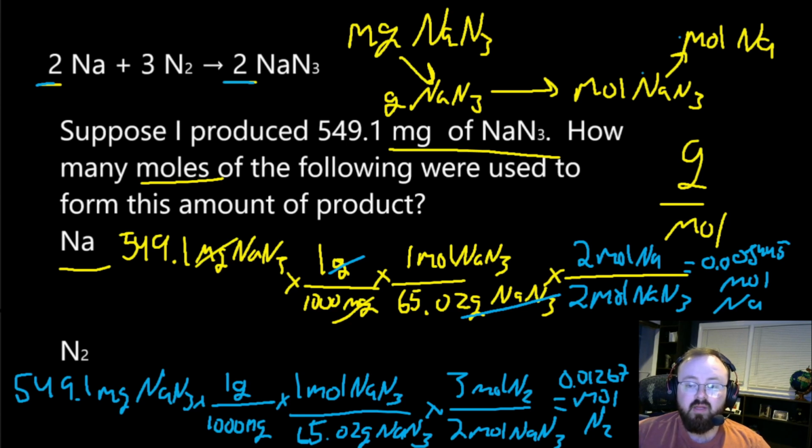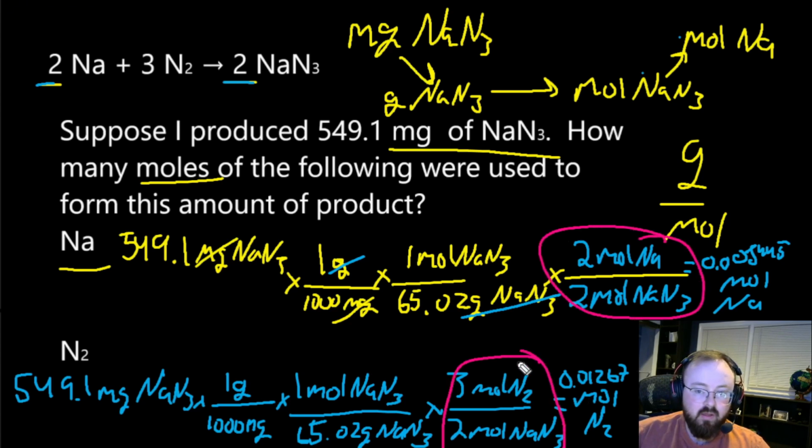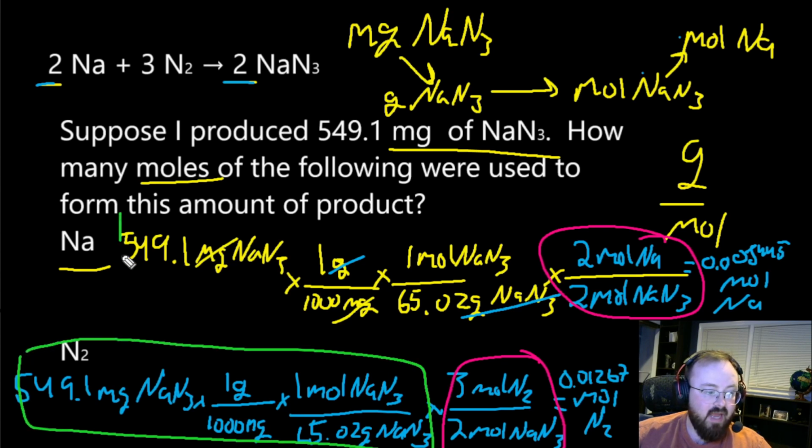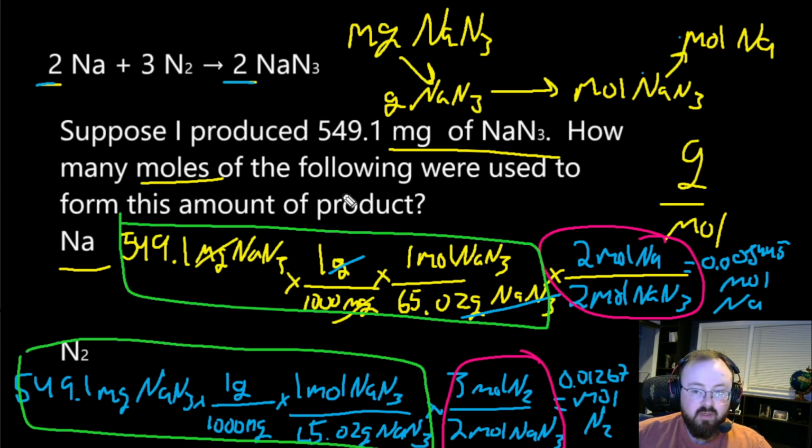Okay, there it is. 0.01267 moles of N2. And you may have noticed a lot of similarities between these two parts. Almost everything is exactly the same except for my molar conversions. Except for this last step that I've just circled there, everything else is the same. Which is kind of crazy, right? Everything that I'm putting here in this green color is exactly the same, because we're just doing a conversion into moles of NaN3. That doesn't change. What changes is what final moles I convert to.